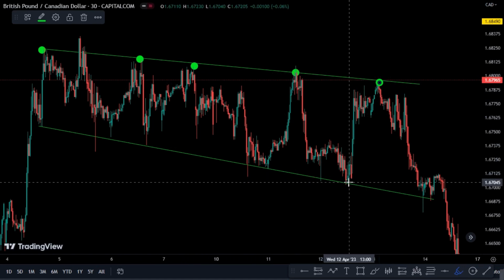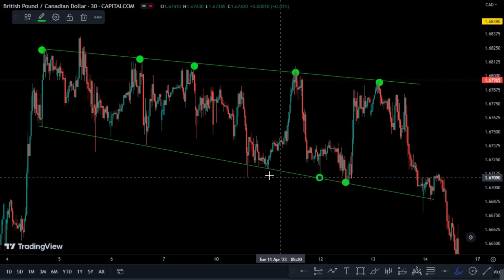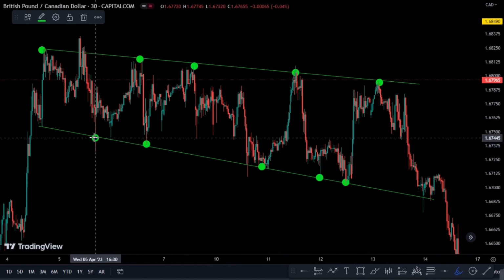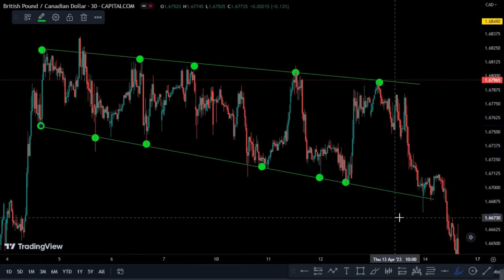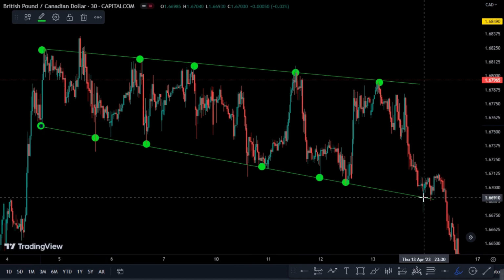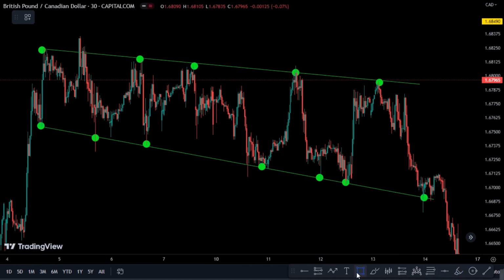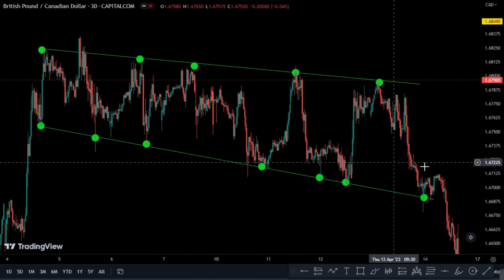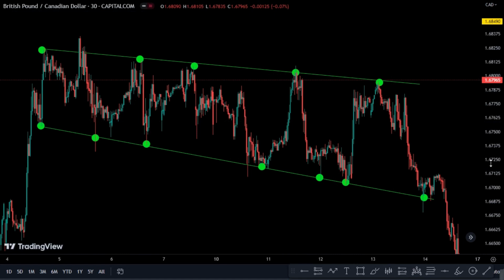And also make sure that at the back of your mind, you always consider these as zones, not just a single line, as we are drawing the trend lines like this. You always consider them as zones, not just a single line. So as you can see, this is the consolidation that we had here.